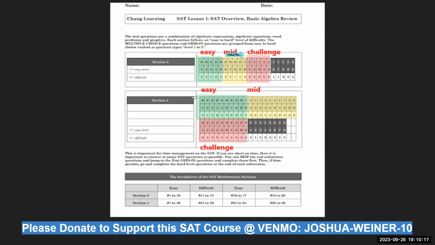You can also do this math strategy to get a higher score on standardized tests. Do the first 20 in section 4, skip the challenge block, and go do any grid-ins that are easy for you. Check the time, let's say 30 minutes left out of 55. Then use the remaining 25 minutes on the challenge block.